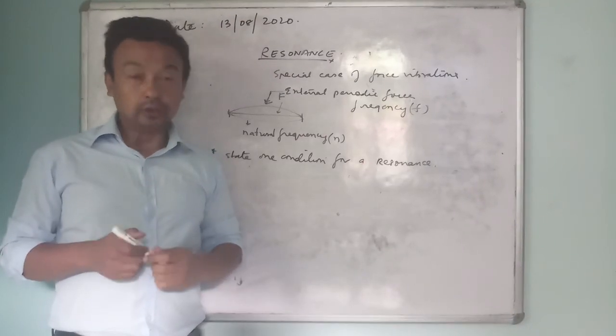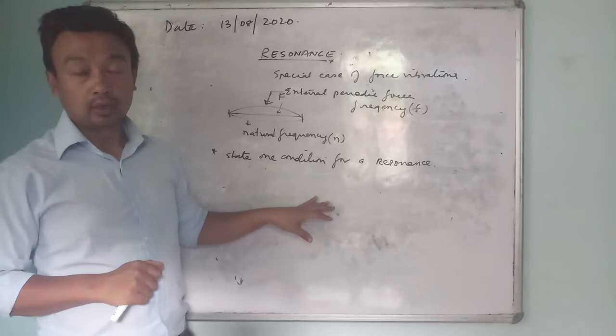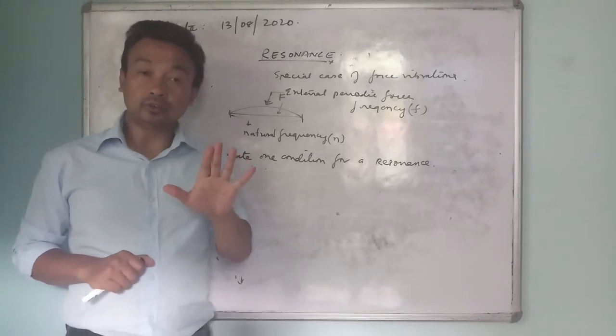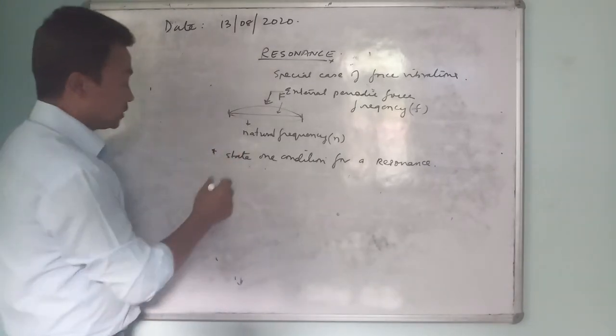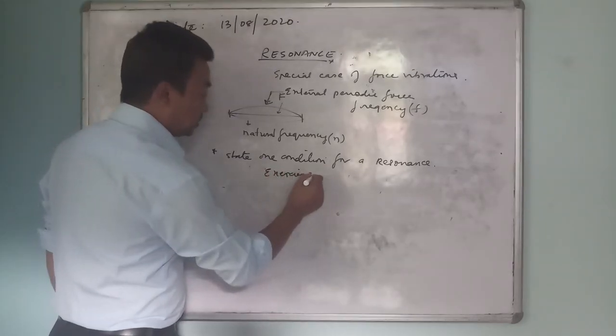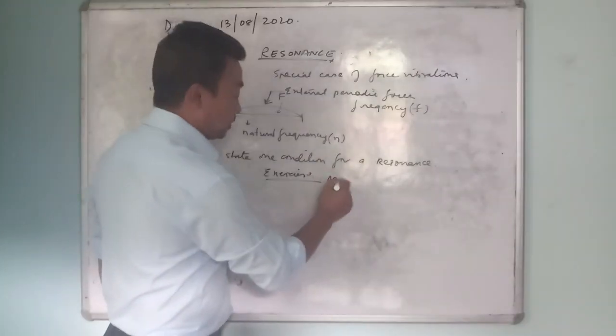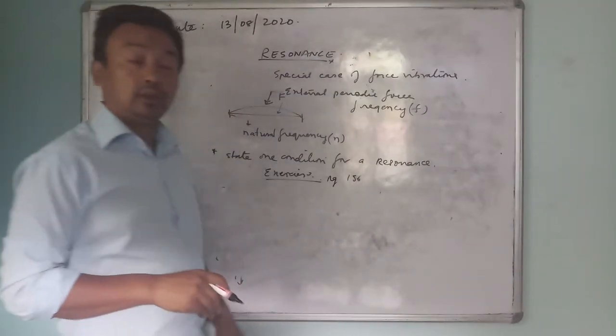Alright, so here we come to the end of these vibrations. We have learned 3 types of vibrations. Now you have to do this exercise from the textbook. Please complete the exercise in your textbook from page number 156.